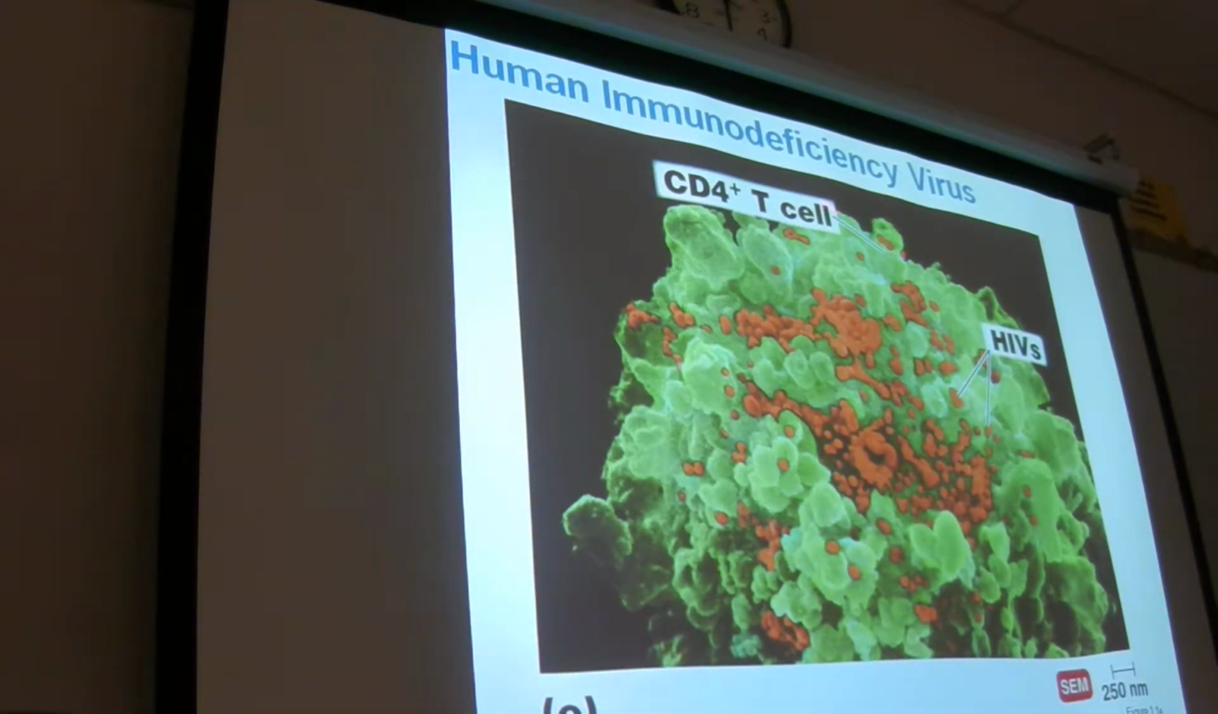Okay, so here's a picture. So HIV infects cells through the CD4 receptor, meaning it infects mostly CD4 T cells, but macrophages also have CD4 receptors, so it can infect macrophages, but it solely infects cells of the immune system.